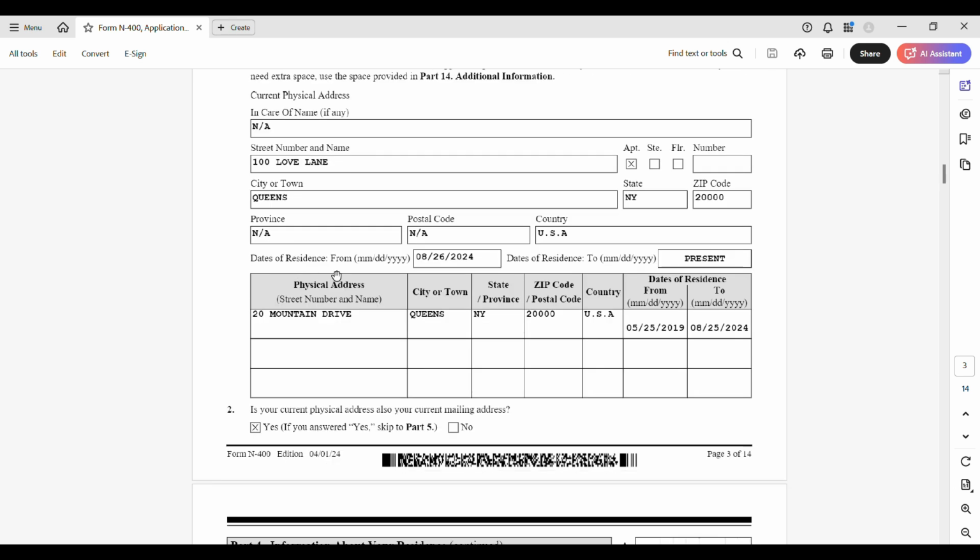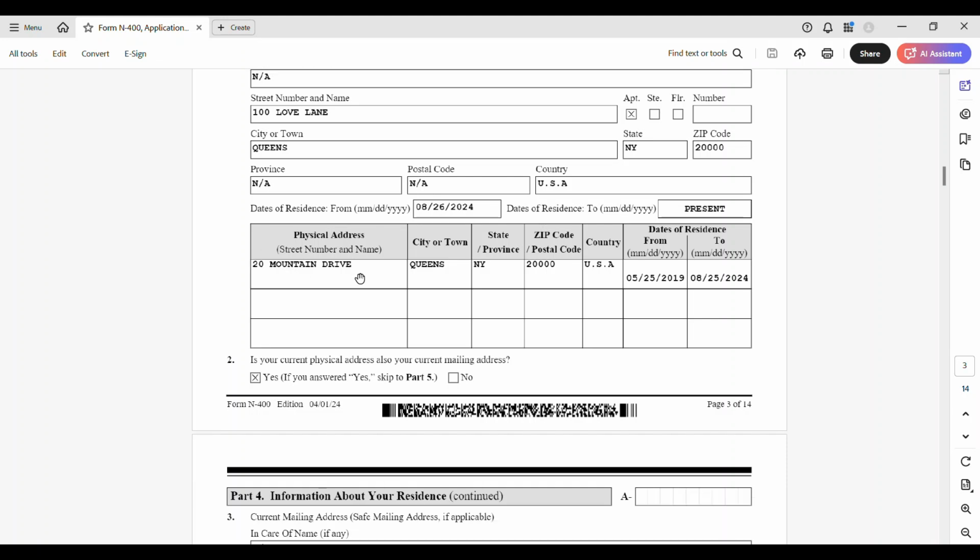Dates of residence from. So this applicant has been living at this address since August 26 of 2024, and this would be the current address you are starting with. So if you notice, this says from August 26, 2024 to present, and this is auto-filled on the USCIS website because that is the information you are capturing here of your current residence.